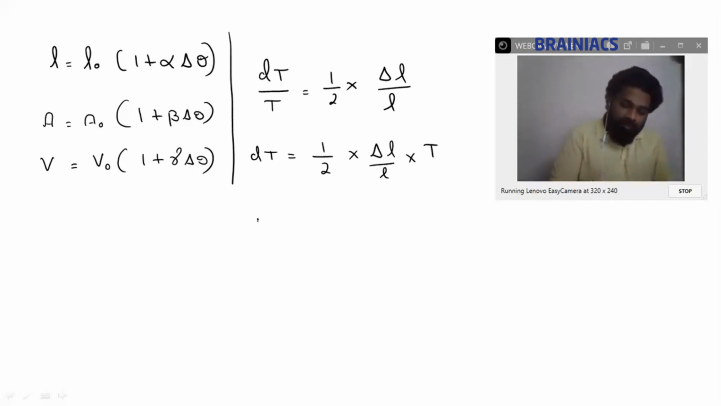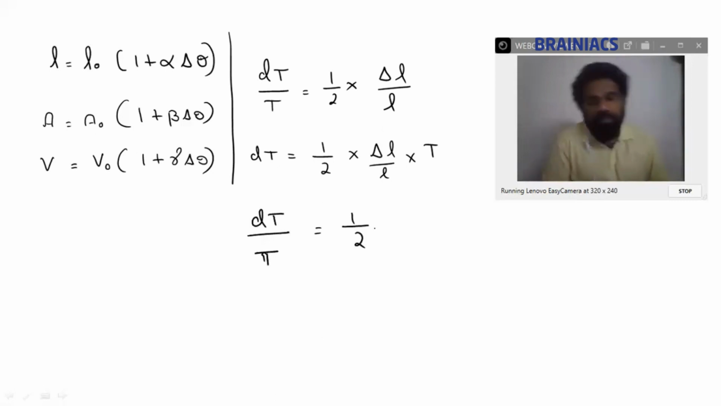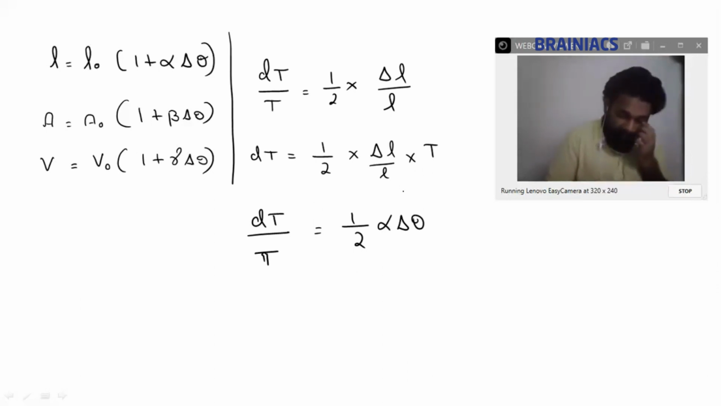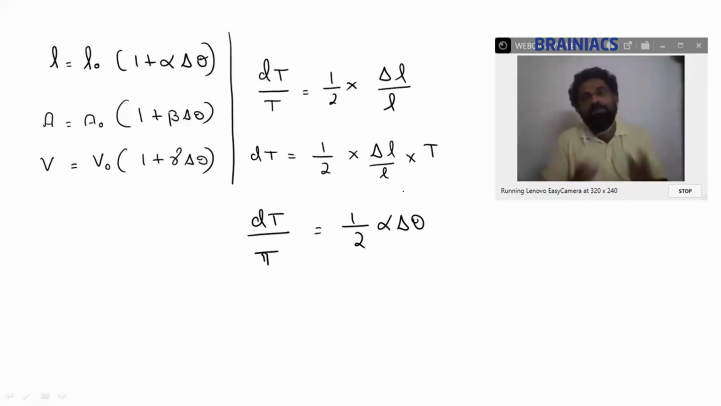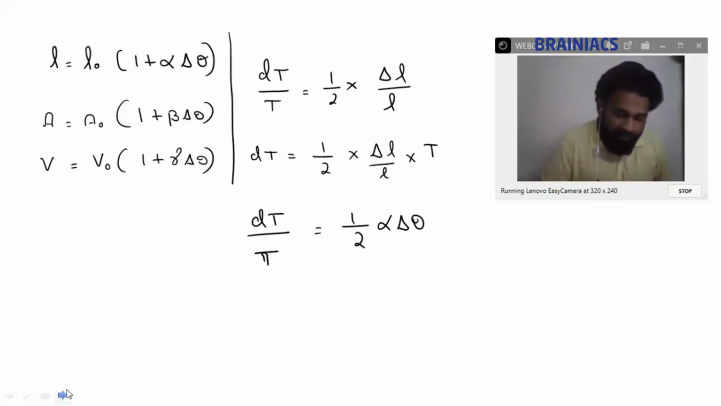Another point is what? Suppose fractional change in time period is equal to half into delta L by L, which is what? Strain. So here we can say this is thermal strain. So for thermal strain, we have already written half into alpha delta theta. So these many things we have seen. Now we will do some problems based on all these, based on linear expansion, aerial expansion, volumetric expansion, everything we will see.